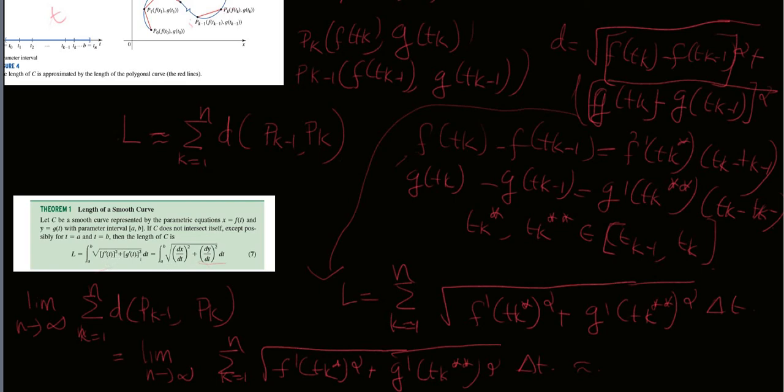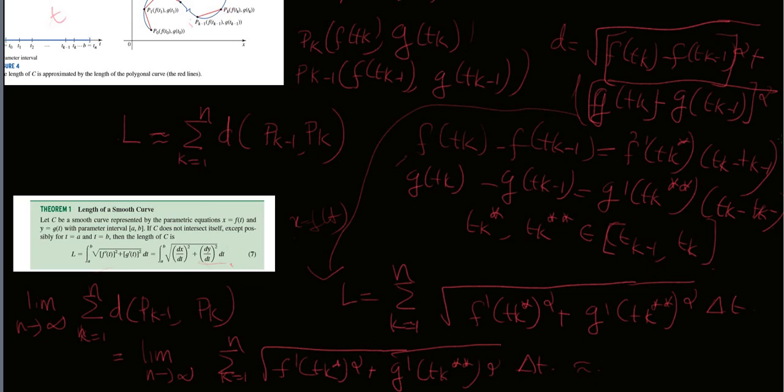It becomes the integral from a to b of the root of f dash t whole square plus g dash t whole square into dt. What is f dash t? F dash t means dx by dt. If x is equal to f of t, then dx by dt is f dash t. So this is the integral of the square root of dx by dt whole square plus dy by dt whole square into dt. This is the definition for this one. Next we will do some examples also.